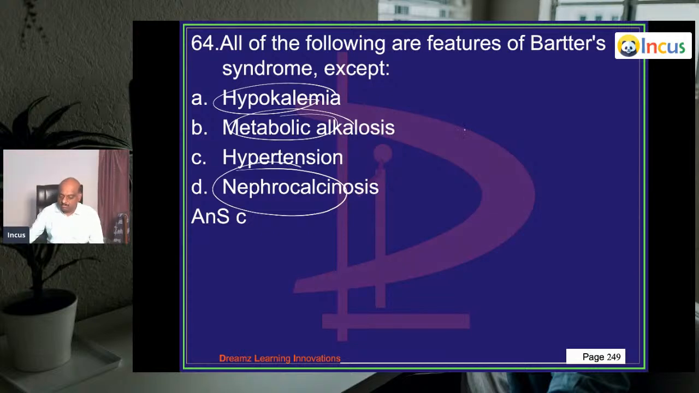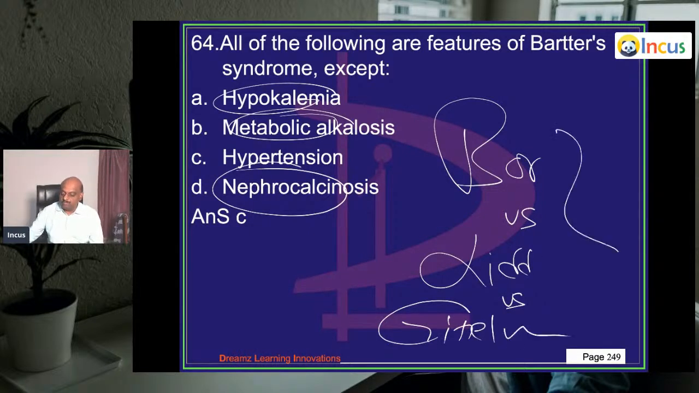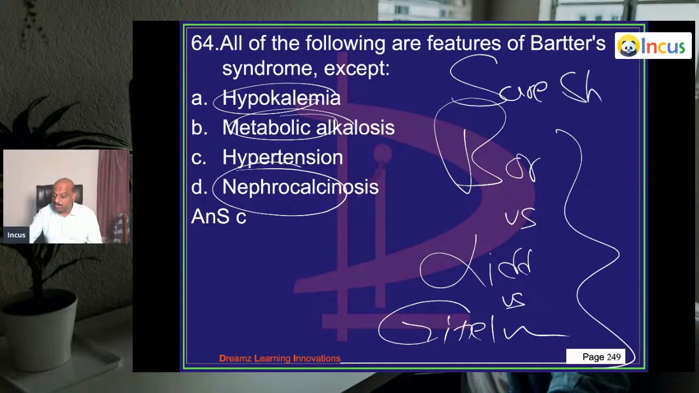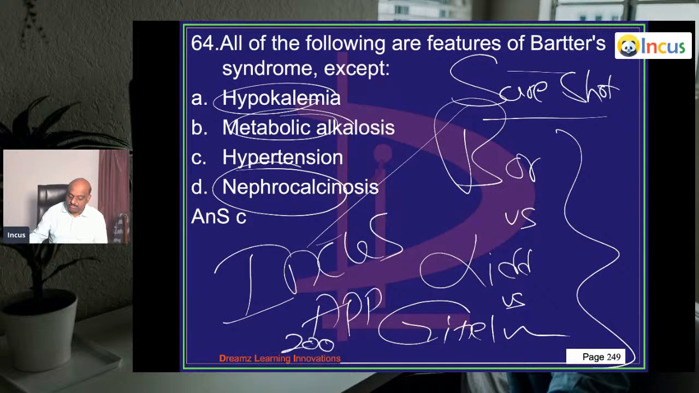So Bartter versus Liddle versus Gitelman, one of these three. Sure, short MCQ in tomorrow's exam, doctor, in medicine. Once more, go back to the Incus app. You have 2000 HD videos. In that, one of the videos is Bartter, Liddle, Gitelman. Please pick it up and do the revision.